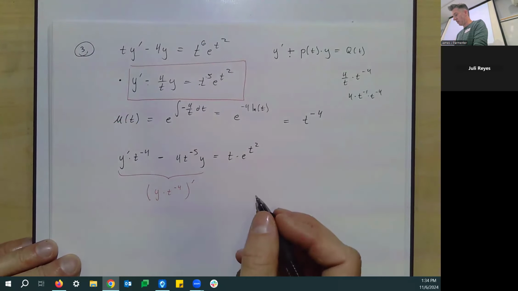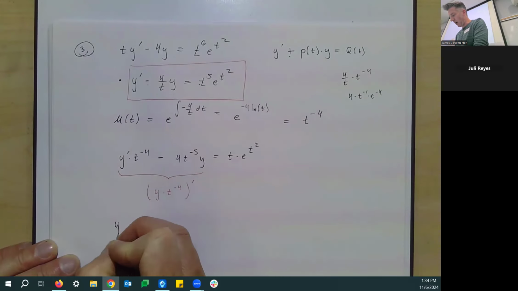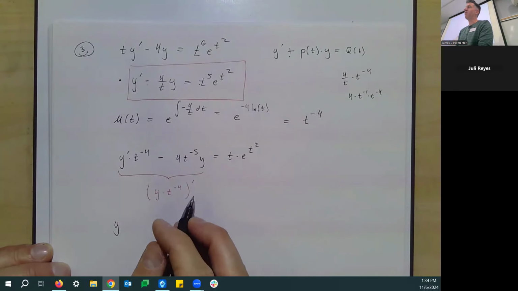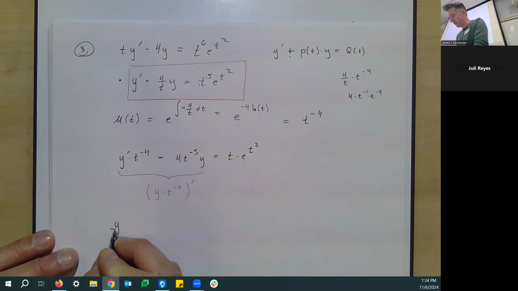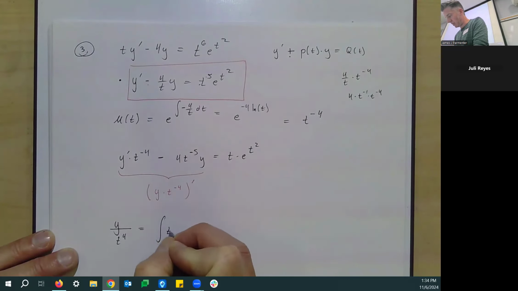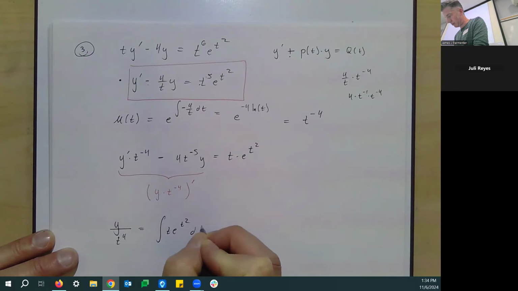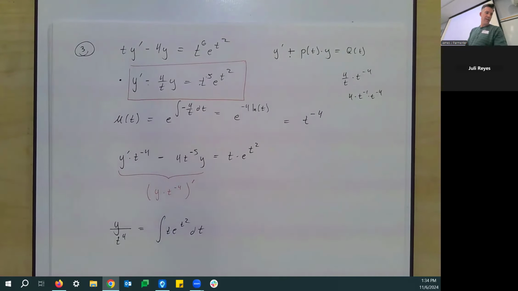And so then we anti-differentiate both sides and we get y divided by t to the 4th is equal to the integral of t e to the t squared dt. I thought I had an initial condition, but I guess not. Whatever.